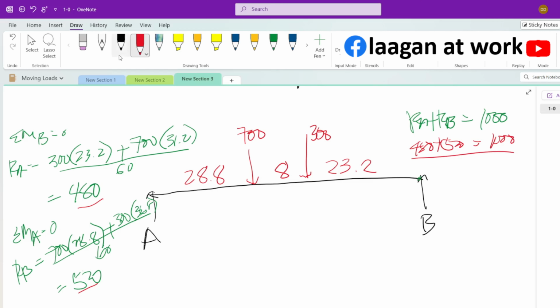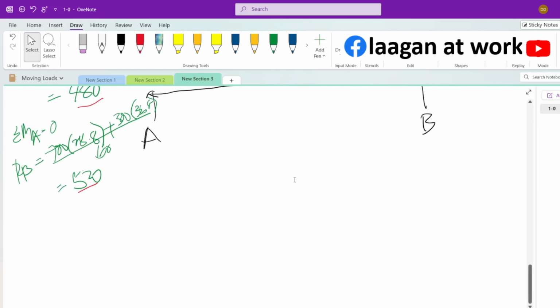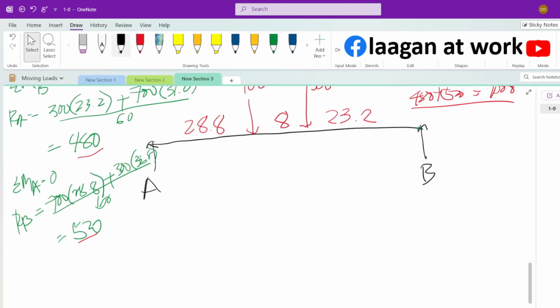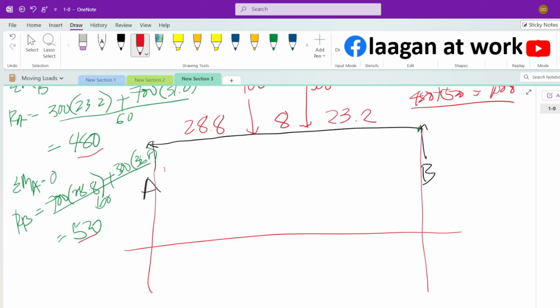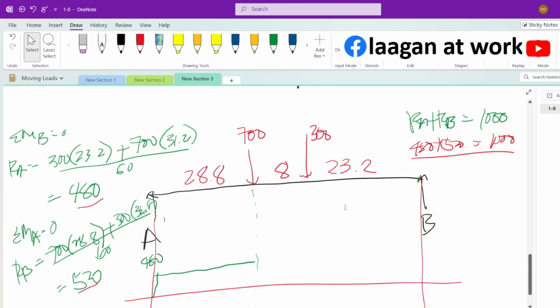Now, if we draw the shear moment diagram, you have the reaction at A, which is 480 going up, and then straight because there is no load at this location, 28.8. It will go down from 480 minus 700.